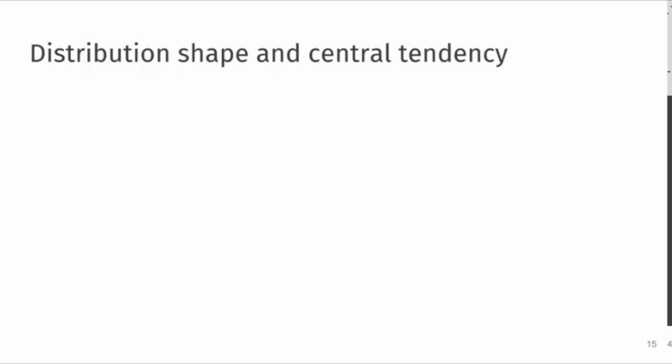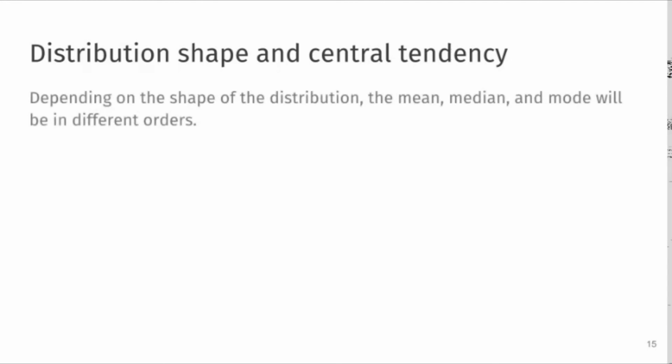And to further illustrate this point, I'm going to take a look here at how distribution shape, something we were talking about a lot last week, influences the different measures of central tendency. Because depending on the shape of the distribution, the mean, median, and mode will be in different orders and may convey different kinds of information about the underlying distribution that you're concerned with.